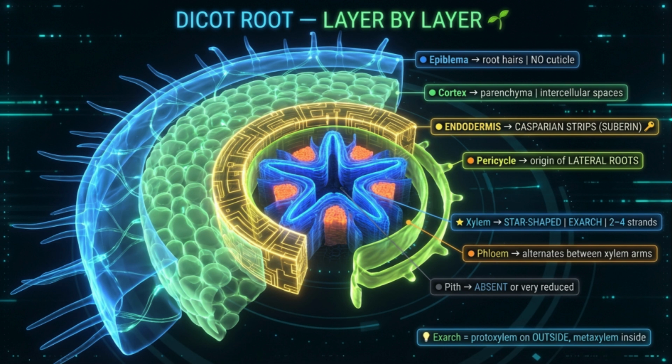This is usually one or a few layers of parenchyma cells, and it has 2 major functions. Lateral roots originate here. They push out through the cortex and epiblema. And in dicots, the pericycle also contributes to secondary growth.